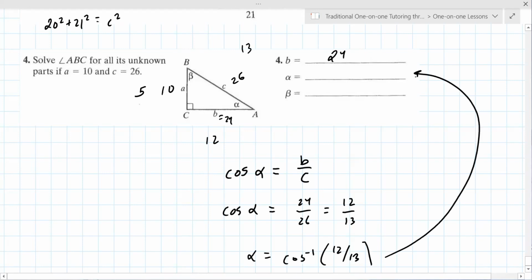Beta, you could do the same way, but the 3 angles in a triangle need to add up to 180. And since this is already 90, beta is 90 minus alpha. So once you get alpha, you can get the other one, or vice versa. If you like finding beta first, you do 90 minus beta to find alpha.